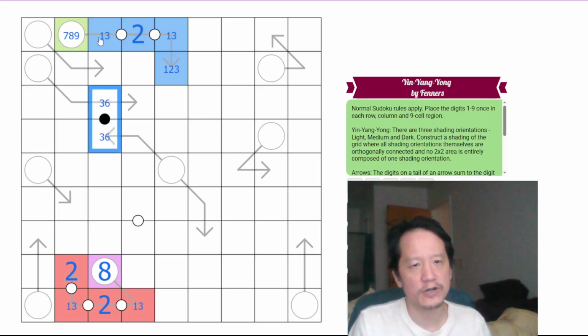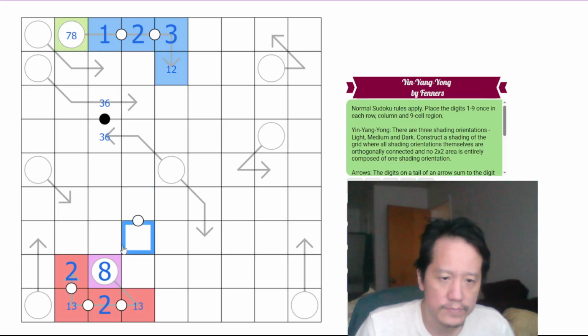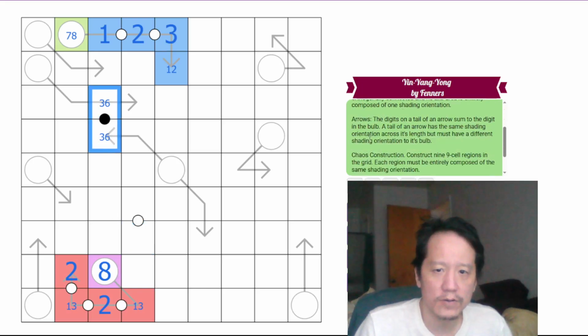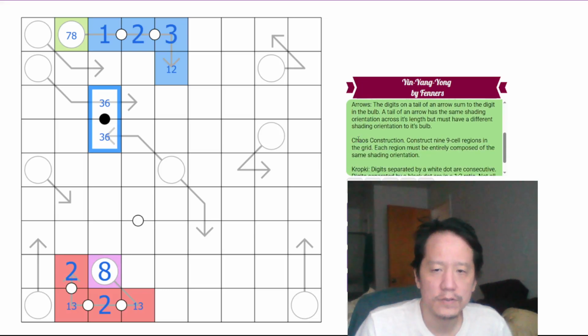This 3, 6 pair means this can't be 3. So this is 1. This is 3. So this cannot be 3. Therefore, this is 7 or 8 added together. This is a 3, 6 pair. This, actually, we don't know.